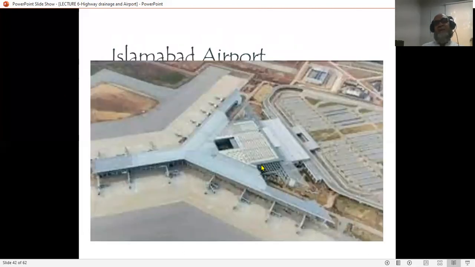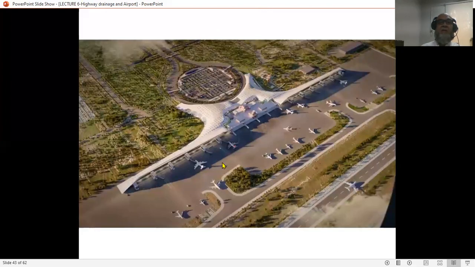Sorry about this mismatch. Islamabad is an international airport, but it is just the same kind of airplane. This is Sialkot.